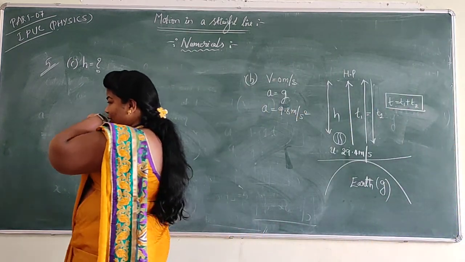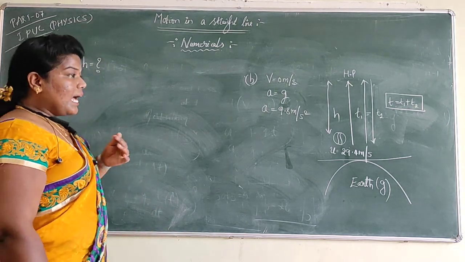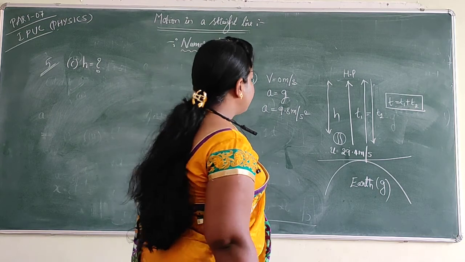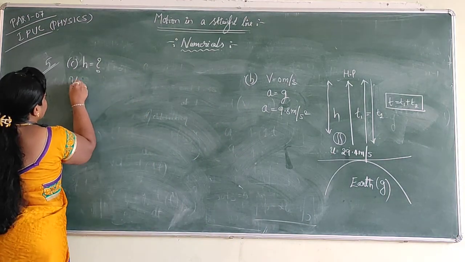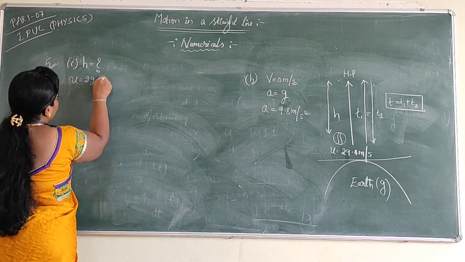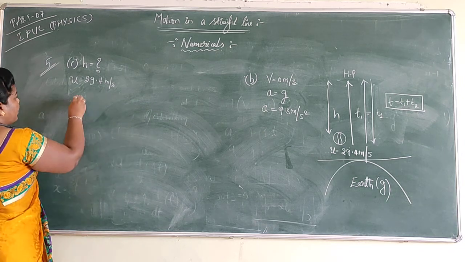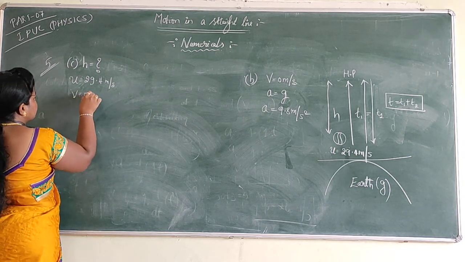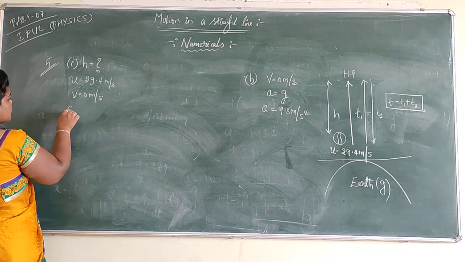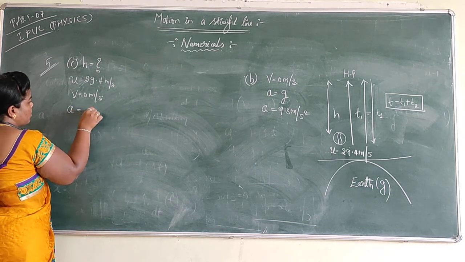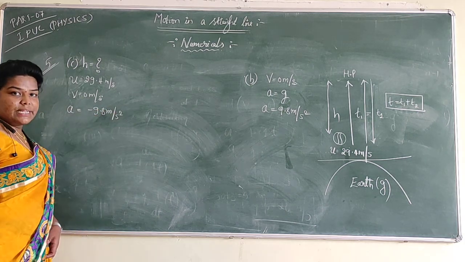Dear students, first let us move to the calculation of h. To calculate the height h, they have given the value of u. Let us write this. What is u? They gave u equal to 29.4 meter per second. And at the highest point, the final velocity is 0 meter per second. Right? And what is the acceleration? It is equal to minus 9.8 meter per second square. Why is it minus?